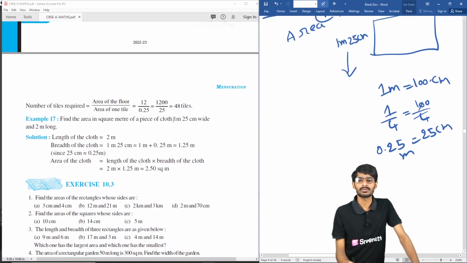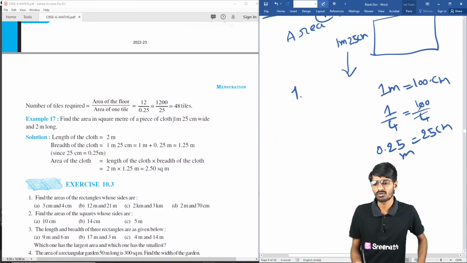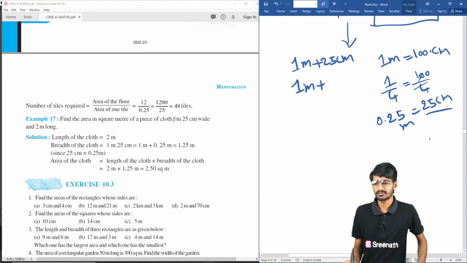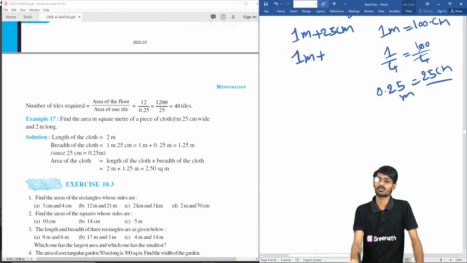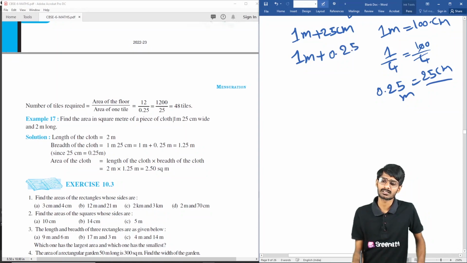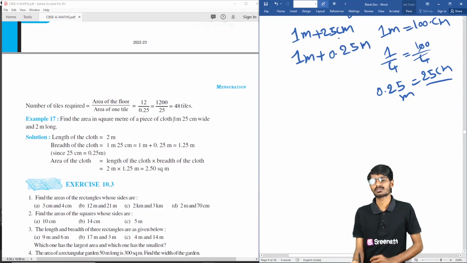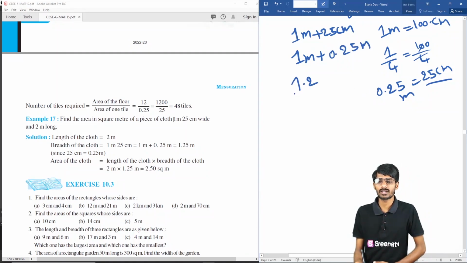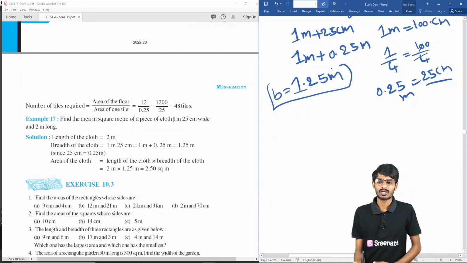Here the length is 1 meter and 25 centimeters, which means 1 meter plus 25 centimeters. In terms of meters, 25 centimeters is 0.25 meters, so we can add meters with meters. If you add it, you will get 1.25 meters. It is the breadth. What about the length? They have given that it is 2 meters long.